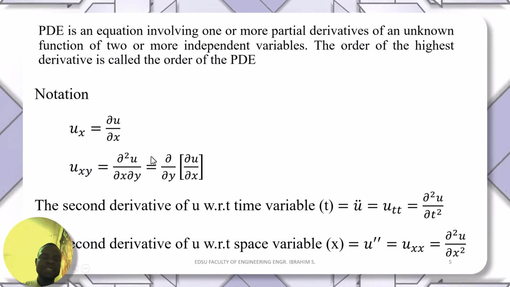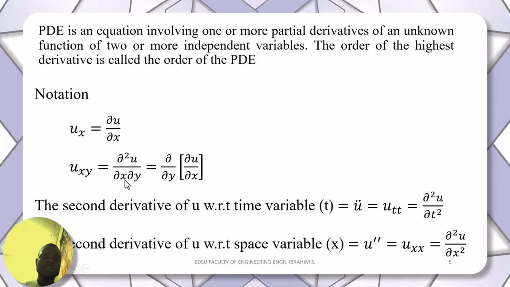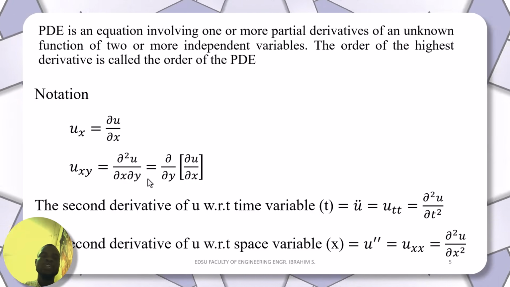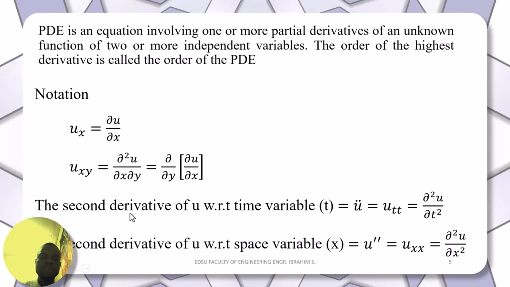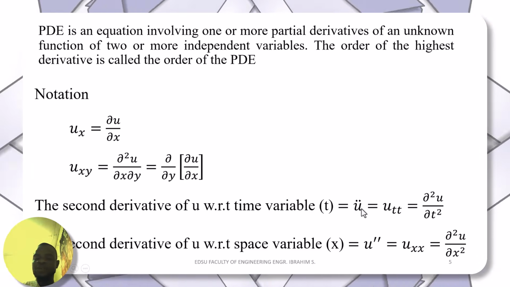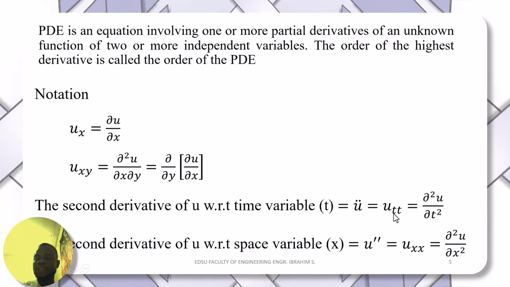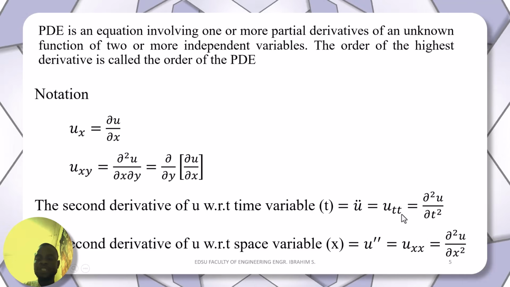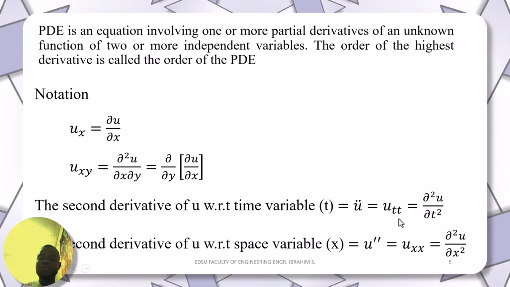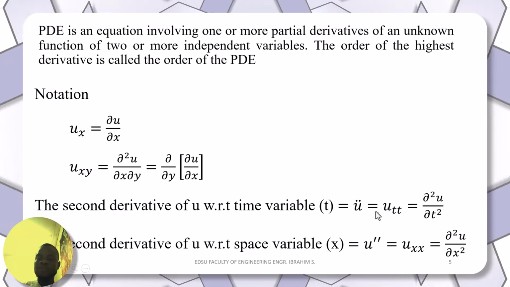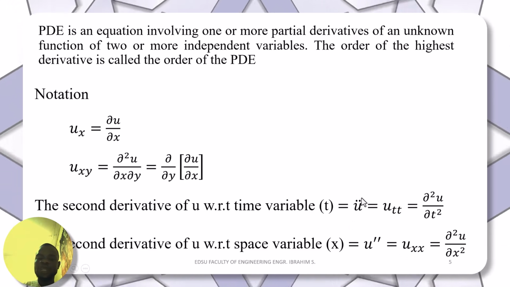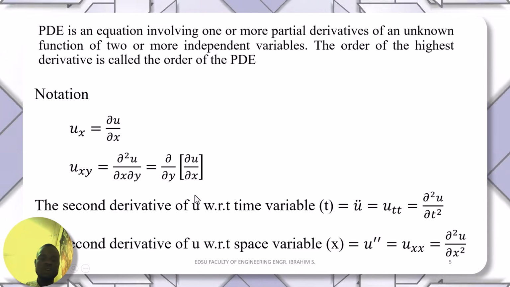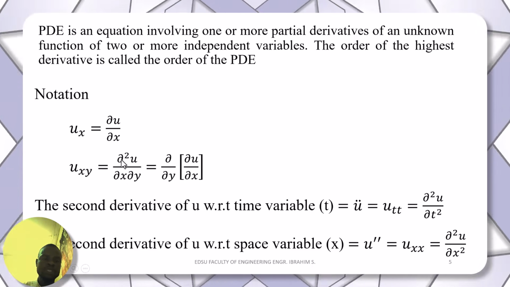Looking at this, we have with respect to x and with respect to y. Since it's more than one, it means it's partial differential. So the second derivative of u with respect to time variable t means here you are differentiating with t, but in two different scenarios. And for partial differential equation, we can decide to use this dot notation, or we can use this approach, or we use this symbol here.